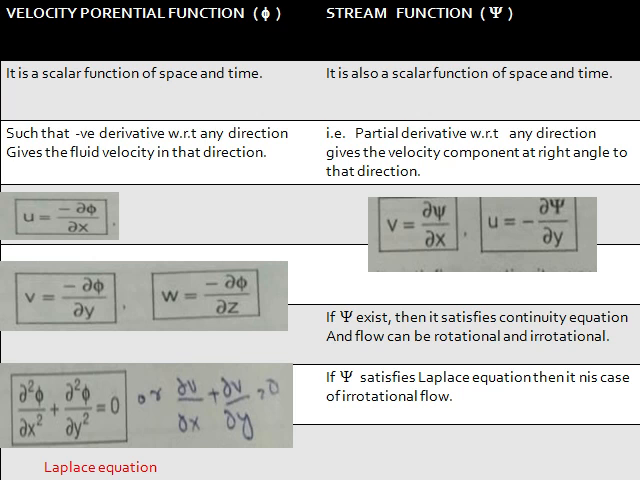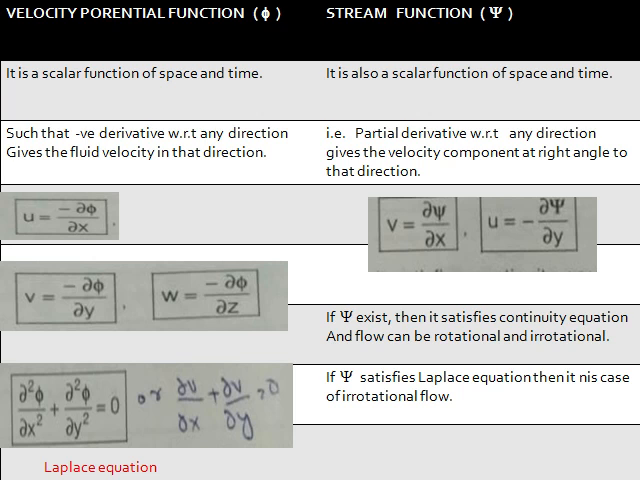If we say in detail, the velocity potential function is defined as a scalar function of space and time such that its negative derivative with respect to any direction gives the fluid velocity in that direction. The stream function is defined as a scalar function of space and time such that its partial derivatives with respect to any direction give a velocity component at right angle to that direction. We consider that psi and phi are orthogonal.